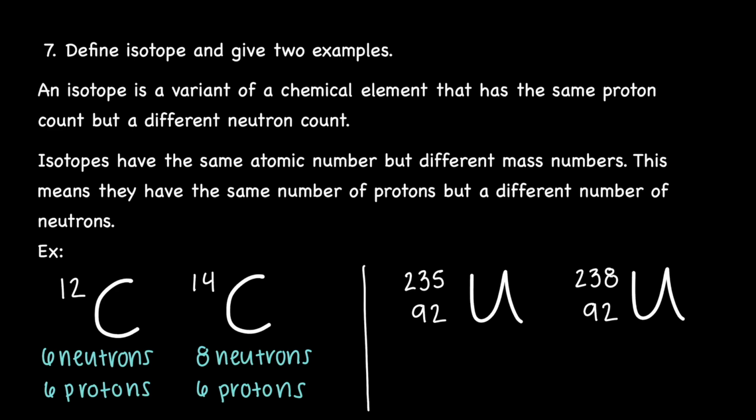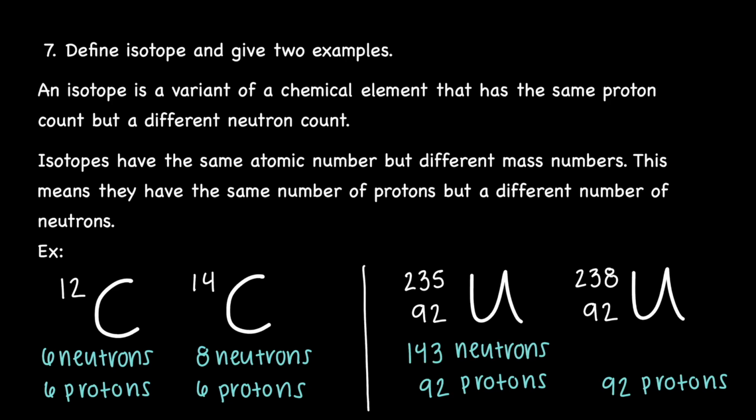They are both uranium, so they both have 92 protons, but they have different mass numbers. Uranium-235 has 143 neutrons, and uranium-238 has 146 neutrons. Same number of protons, but a different number of neutrons.